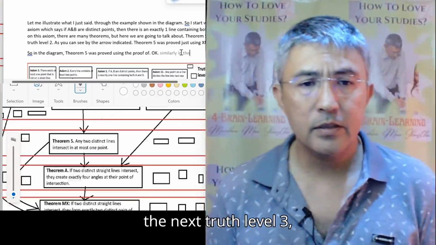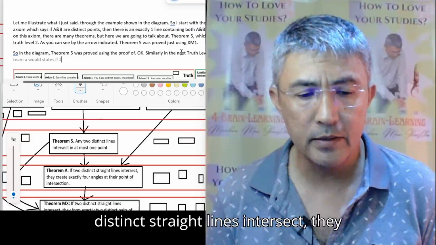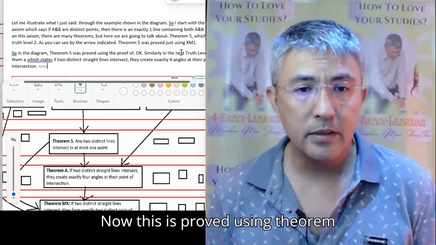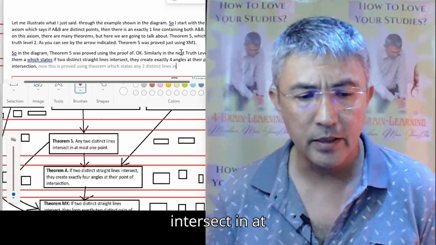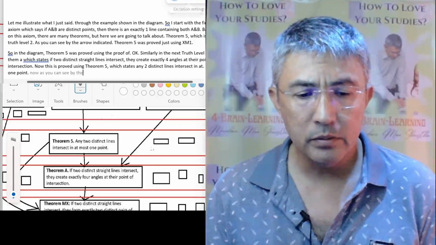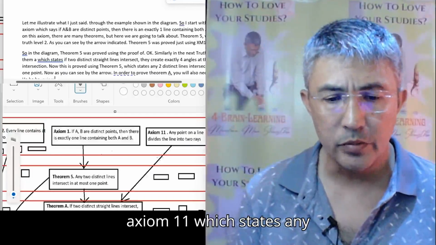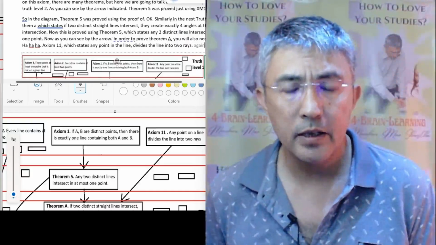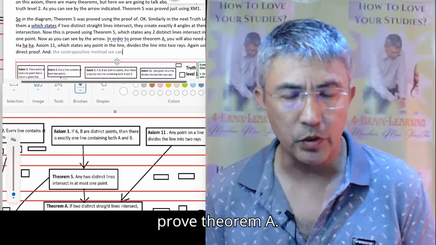Similarly, in the next truth level 3, theorem A, which states if two distinct straight lines intersect, they create exactly 4 angles at their point of intersection. Now, this is proved using theorem 5, which states any two distinct lines intersect in at most 1 point. Now, as you can see by the arrow, in order to prove theorem A, you will also need axiom 11, which states any point in a line divides the line into 2 rays. Again, using the direct proof and the contrapositive method, we can prove theorem A.